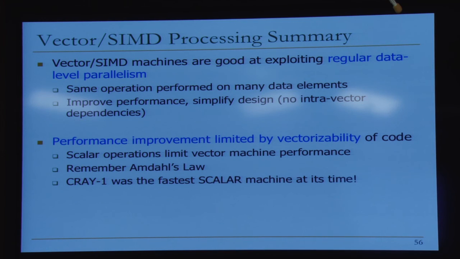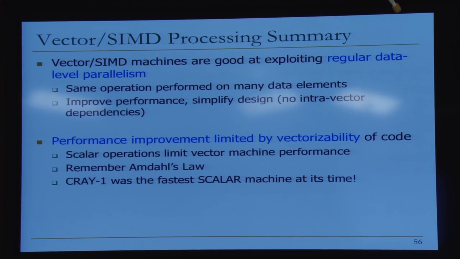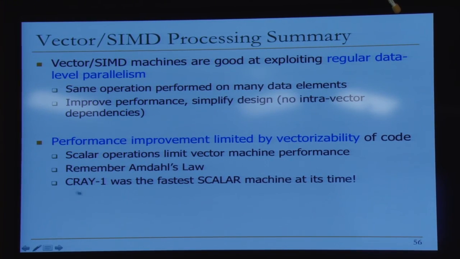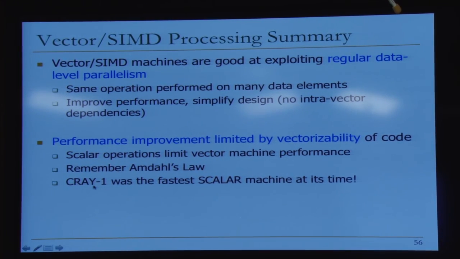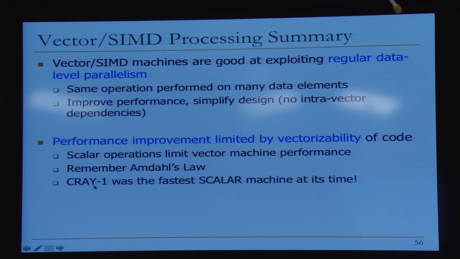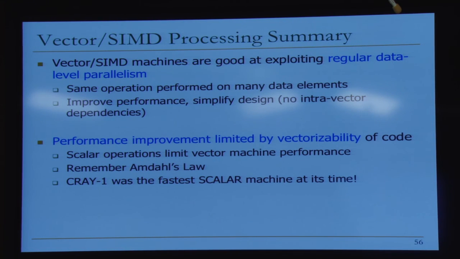Because of this, Cray-1 actually was the fastest scalar machine at its time. They designed that scalar unit to be the fastest possible because you had this bottleneck. You're really bottlenecked by the scalar part of your code. So Cray designers were very smart. If they want to design a supercomputer, they said, oh, we're bottlenecked by this part, so we're going to optimize it such that it's not going to limit our parallel performance. We can design a machine with a parallel part that's really good. There's no question about that.